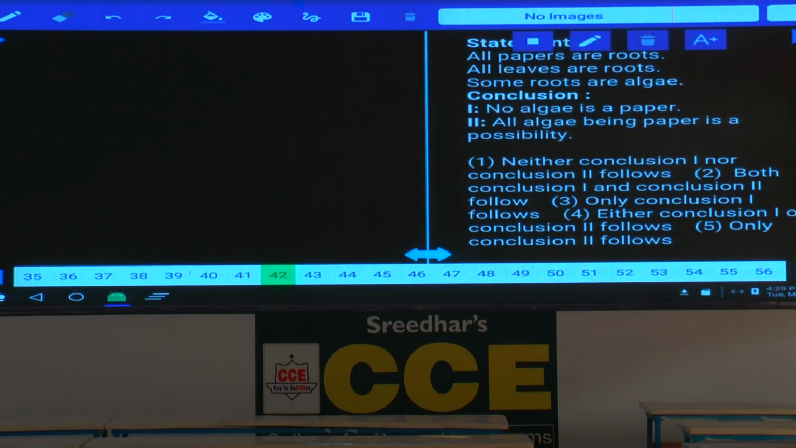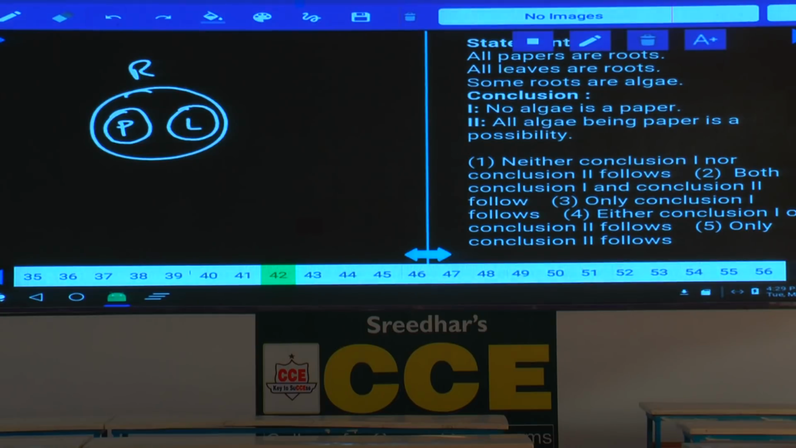Done? 41. Then coming to this question number 42. Now to this one, the statements are one and the same. All papers are roots and all leaves are roots. Now these are roots and these are the papers and these are the leaves, and some of the roots are algae. Some roots are algae can be written like this. Again, the statements are affirmative. First one, no algae is paper. As of now it is true. It is a negative conclusion. We can make it false by proving the alternate diagram. That is, we can draw like this. And this will be false. Alternate diagram proven, previous negative conclusion will be false. Then coming to the first one.